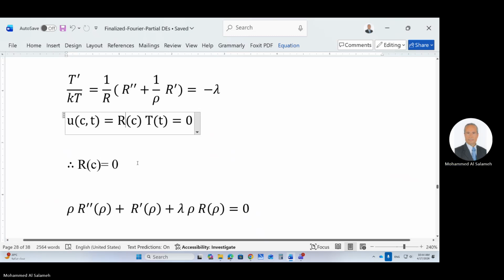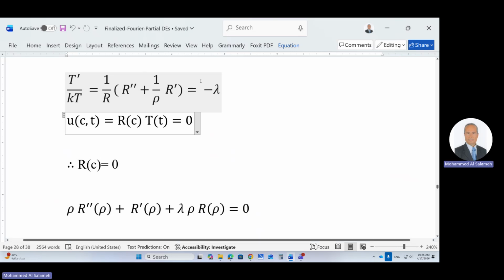Now, since this function is a function of time only, and this function is a function of rho only, and they are equal, each of them should equal a constant parameter, which we call minus lambda. Because if we fix, for example, rho, and we vary t, and this term as a function of t varies, then the equality does not hold anymore, which is not correct. So both of them should equal a constant, minus lambda. The same can be said about rho, and the same can be said about t.